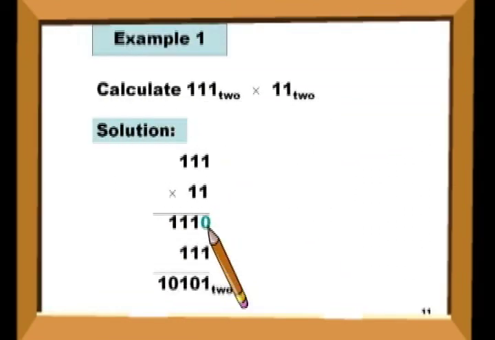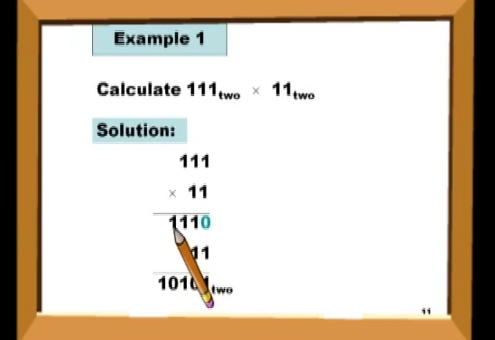Solution. So here we have set down our 111 first, followed by our 11. So we add a 0 because we have two digits that we're multiplying by here. Now we take our first. 1 by 1 is our 1. 1 by 1 is 1 again. 1 by 1 is 1. Now we multiply by a single digit here. 1 by 1, 1. 1 by 1, 1. And 1 by 1 again is 1.